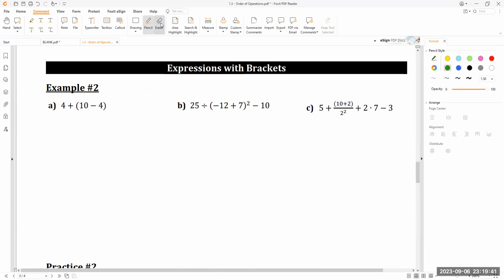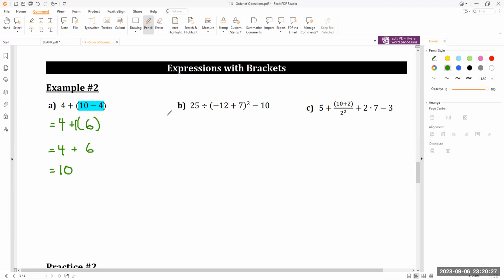Example 2 with brackets. It does not matter what is inside versus what is outside. Whatever is inside the bracket, please resolve first. So in this case, once again, equal sign, don't forget it. 4 plus 10 minus 4, 6. Now, from your integer lesson, what do we do when we have a positive in front of a bracket or a positive 1 in front of a bracket? Well, it's sort of like a positive 1 is multiplying with the 6. We can rewrite this as 4 plus a 6, and the answer is a 10.